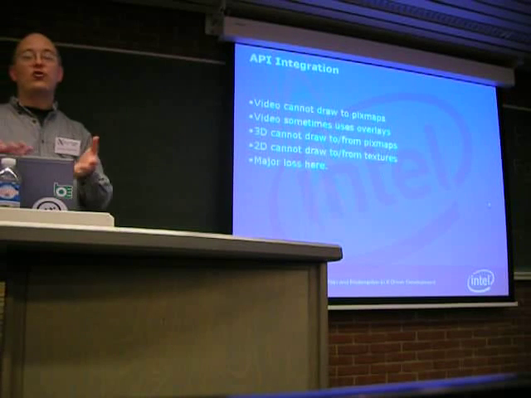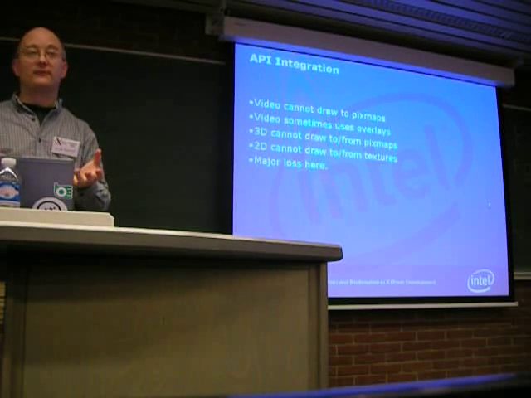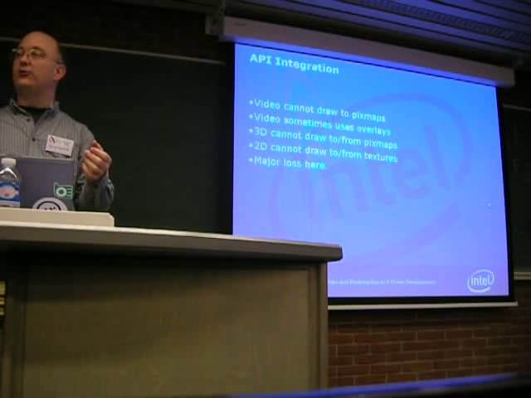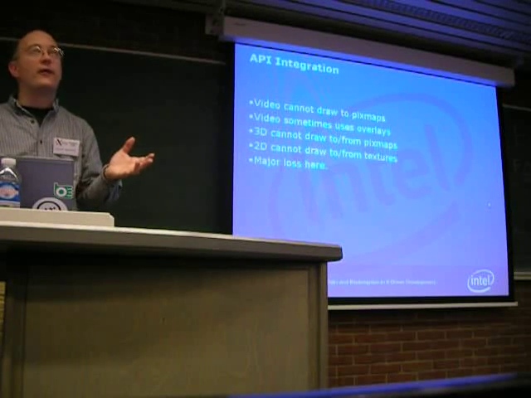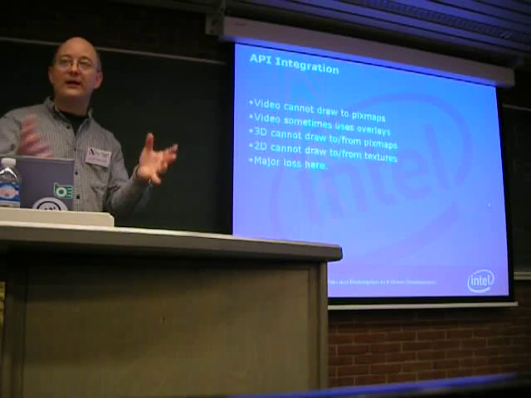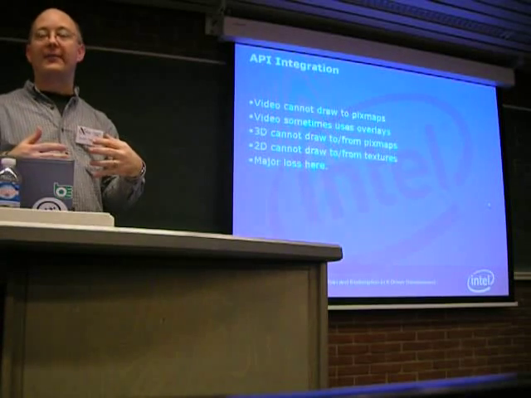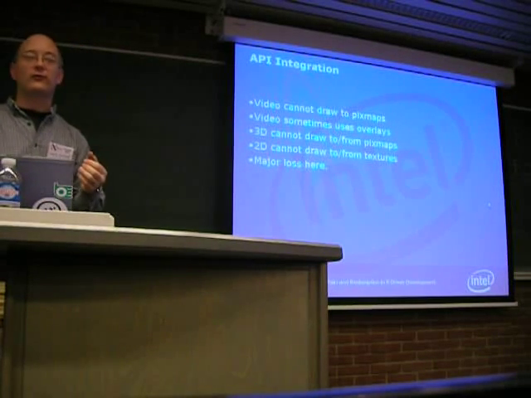3D can't talk about 2D pixmaps at all. Right? You get a 2D pixmap, I'm going to do some 3D rendering. Well, sorry, you can't do that today. 2D, the 2D engine, the X Render API, doesn't know about geotextures.